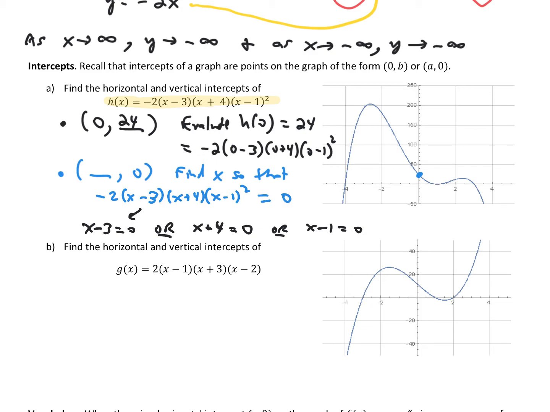The x minus 3 is 0 when x is 3. X plus 4 is 0 when x is minus 4. And x minus 1 is 0 when x is 1. So that would give me x equals 1, x equals 3, and x equals minus 4. So those are my three horizontal intercepts. So minus 4, 0, 1, 0, and 3, 0. All right, so you should try the next one, and then I'll write the answers in.